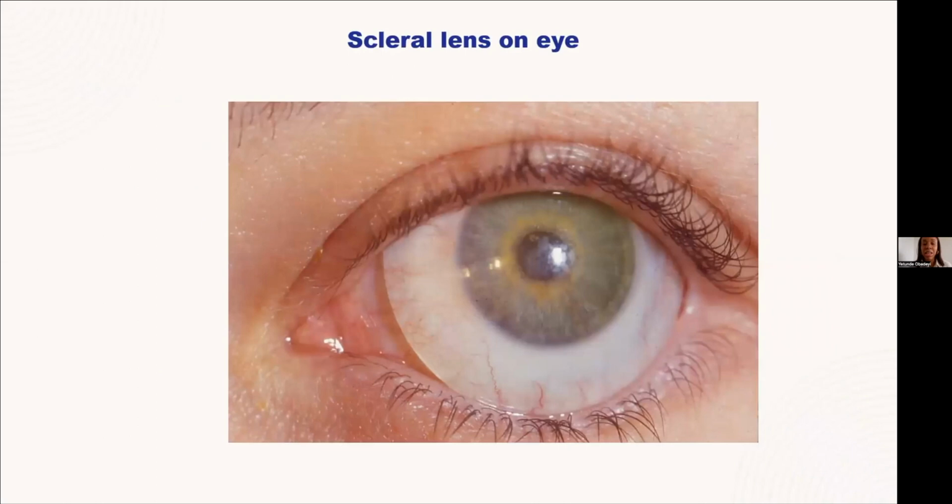So this is an image of a scleral contact lens. As you can see, the lens, you can see my cursor, this is the edge of the lens. It takes up pretty much the whole of the visible sclera at the front of the eye.